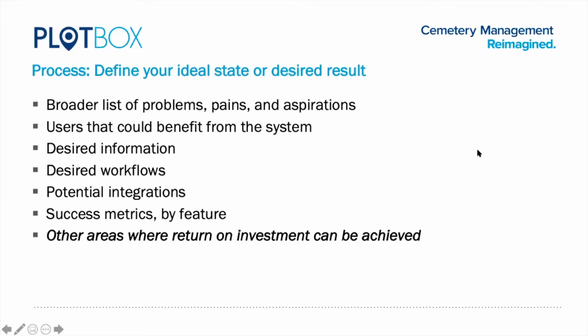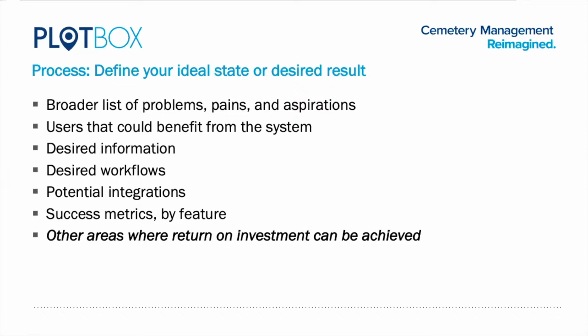The next step is to then take a little broader look, define your ideal state or your desired result. So in this case, you're starting with that minimum acceptable system, and you're going to a broader list of problems, pains, and aspirations. Do you want to be able to manage cemetery maintenance in it? Do you want to be able to generate contracts? Do you want to do things like that? And look at the users who could benefit from that system.